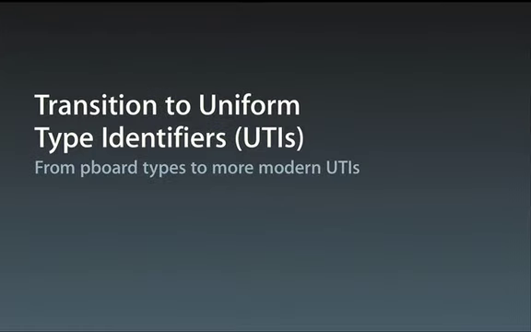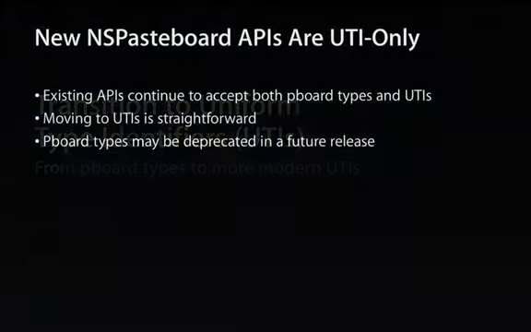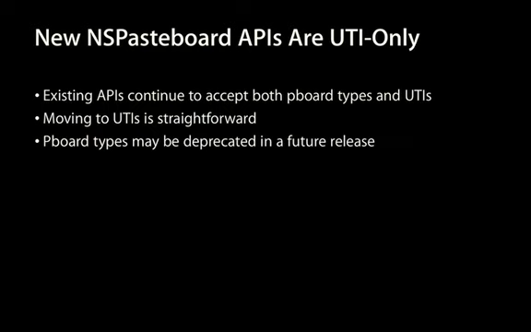Excellent. And then finally, the final big change in Snow Leopard is this transition to uniform type identifiers. Now, one thing to note is that the new pasteboard APIs we've seen are UTI only. The existing APIs of NSPasteboard continue to work with pboard types, and they also work with UTIs, so they accept both. But the new ones, if you hand them a pboard type, will log and nothing will happen. It'll be pretty obvious something's gone awry.